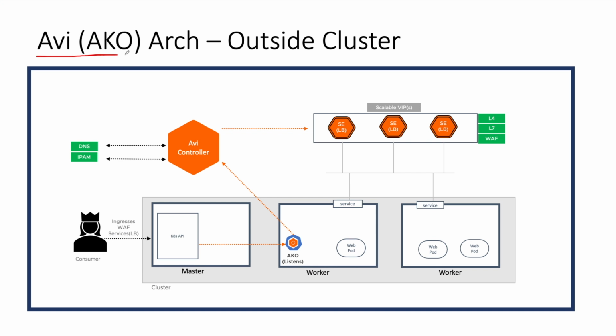AKO, or Avi, provides layer 4 through layer 7 load balancing, Ingress, WAF, DNS, and IPAM application publishing and discovery services to your clusters. It's a pretty simple architecture. Avi is a controller-based load balancer, so it has a controller, and then it has these little proxies that it automates the lifecycle and deployment of.